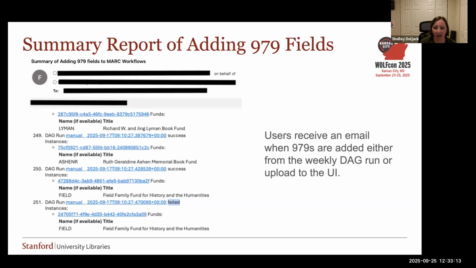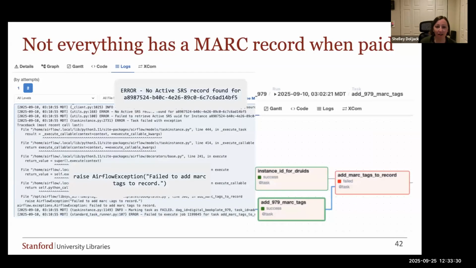When 979s are added, a summary email is sent that shows the instance UUID, the bookplate data, and whether or not the DAG run succeeded or failed. Sometimes this DAG fails to add 979s because not everything has a MARC record when paid. We fail the task to add 979, which fails the DAG run, when there is no MARC in SRS for the instance that was paid on a bookplate fund.